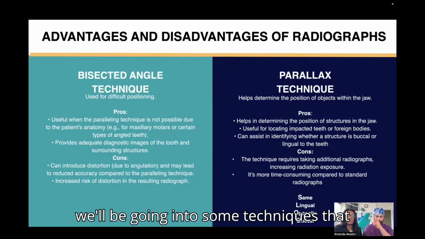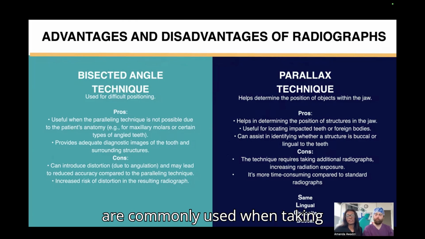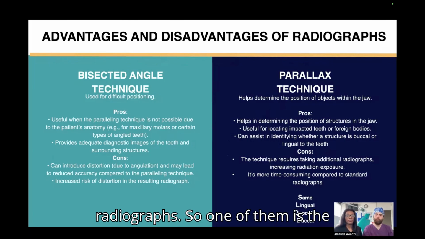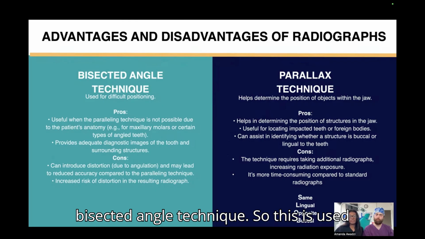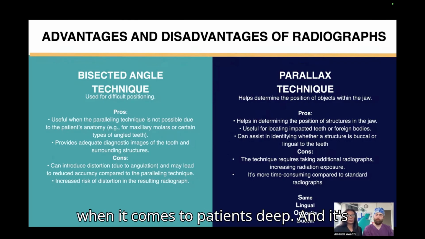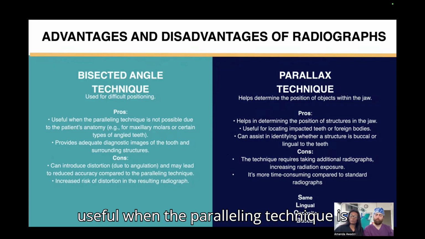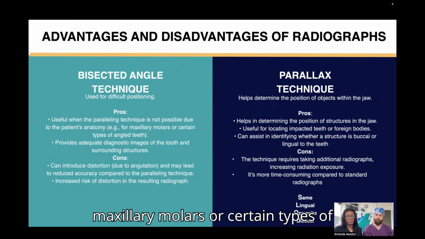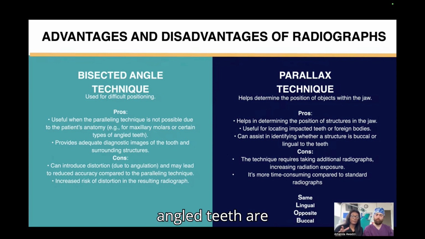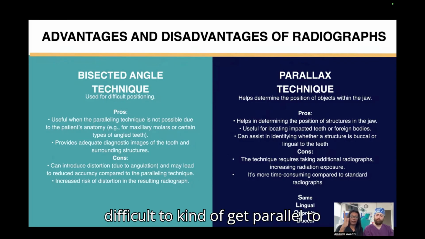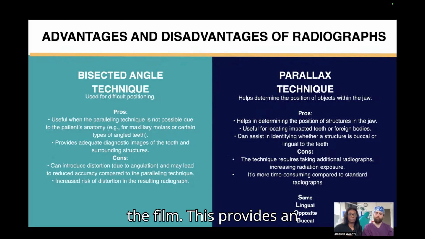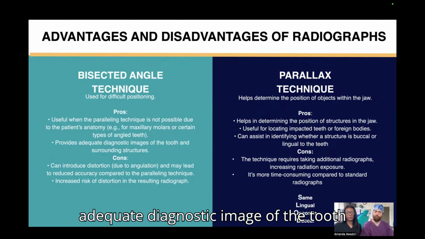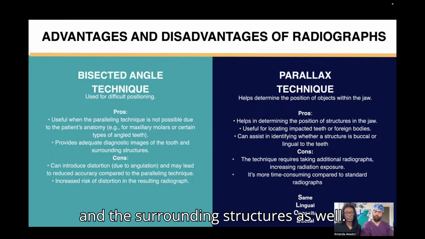Now we'll be going into some techniques that are commonly used when taking radiographs. So one of them is the bisected angle technique. This is used for difficult positioning, especially when it comes to patients' teeth. And it's useful when the paralleling technique is not possible due to the patient's anatomy. So for instance, maxillary molars or certain types of angled teeth are difficult to get parallel to the film. This provides an adequate diagnostic image of the tooth and the surrounding structures as well.